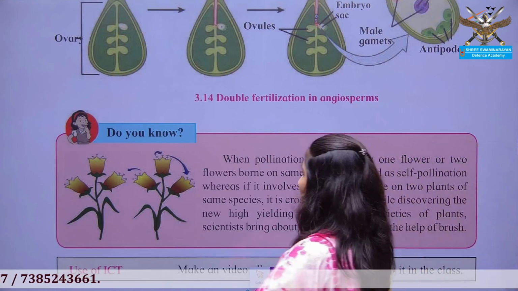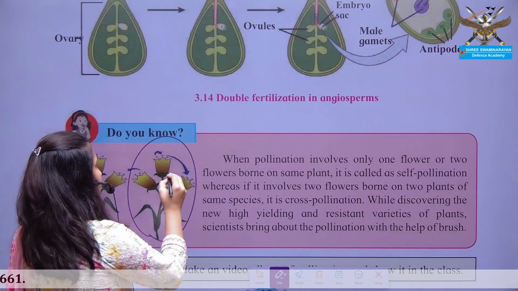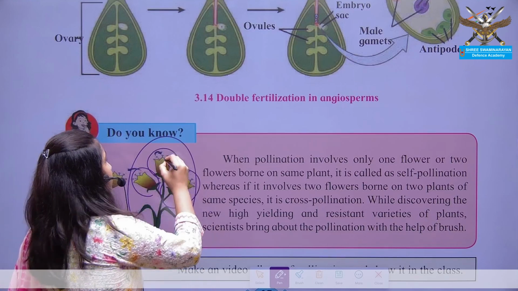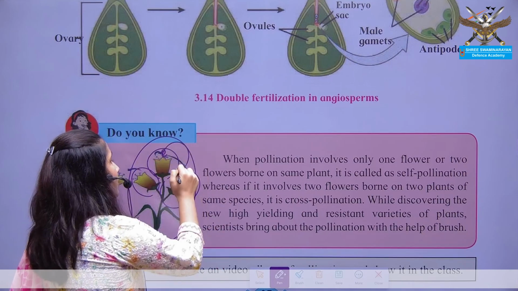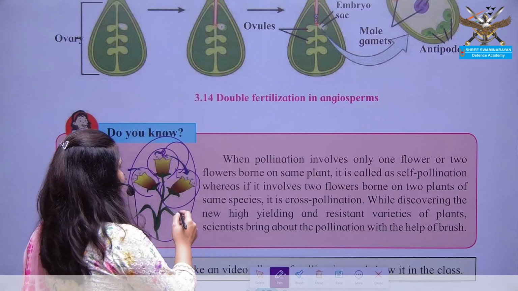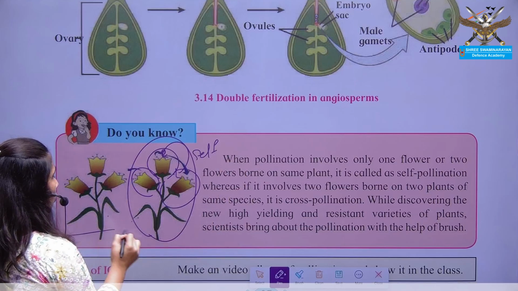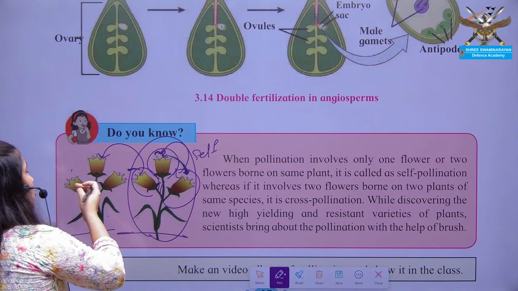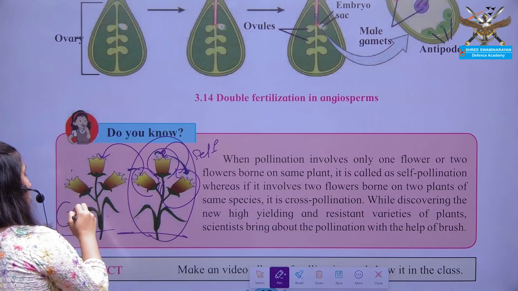Simple, by this diagram you will understand that if you consider the single plant, there are three flowers, right? On the single plant there are three flowers. If the pollen grains from this flower of the same plant are transferred to the stigma of the flower of the same plant, then it is known as self-pollination. But if there is involvement of two different plants and the flowers of two different plants, there is exchange of the pollen grain between the two different plants, then it is known as cross-pollination.